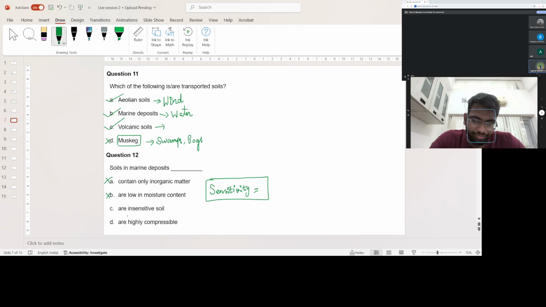So if you take for example Mumbai, most of the deposits are marine clays which are highly sensitive. So if you just touch the soil, then the entire arrangement of the soil grains gets disturbed.